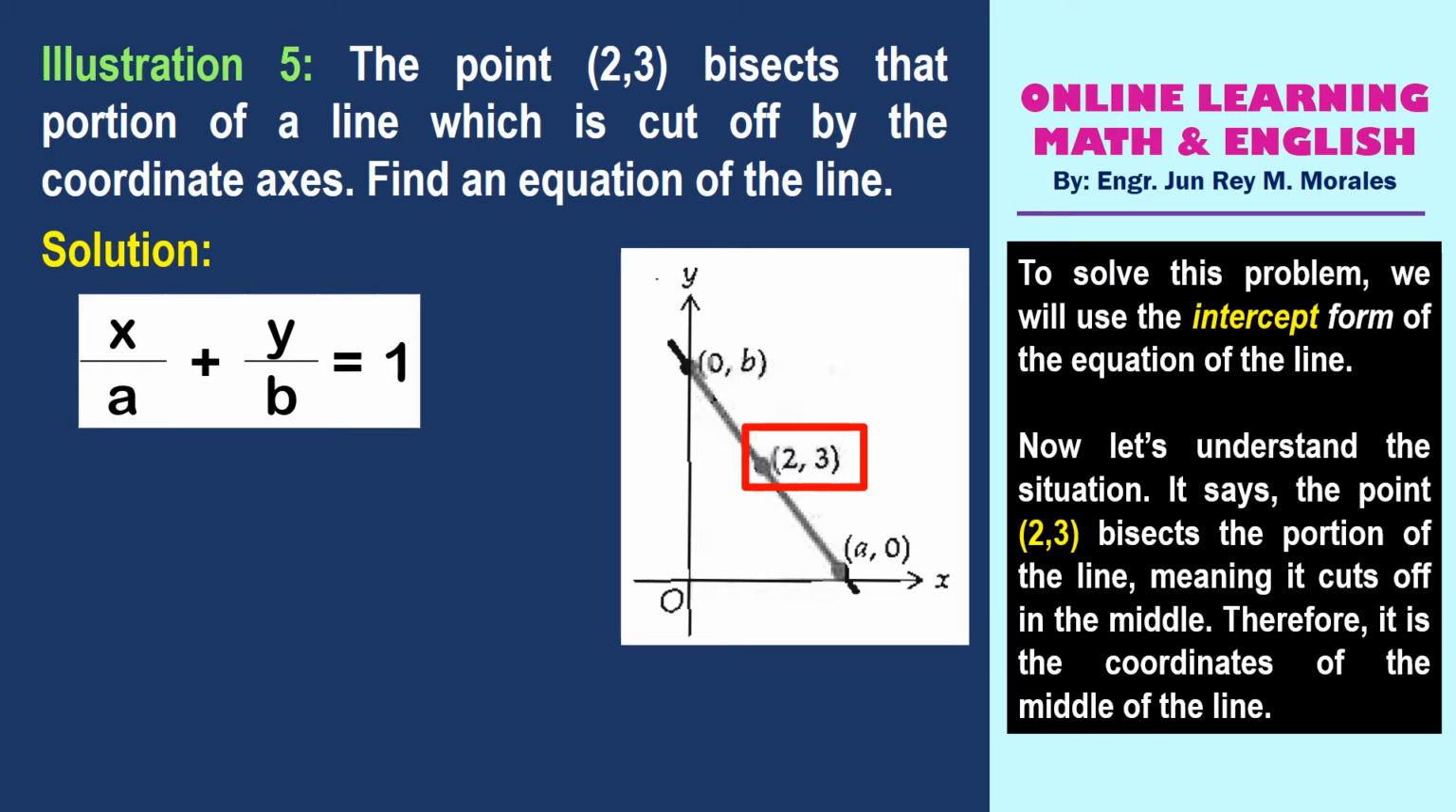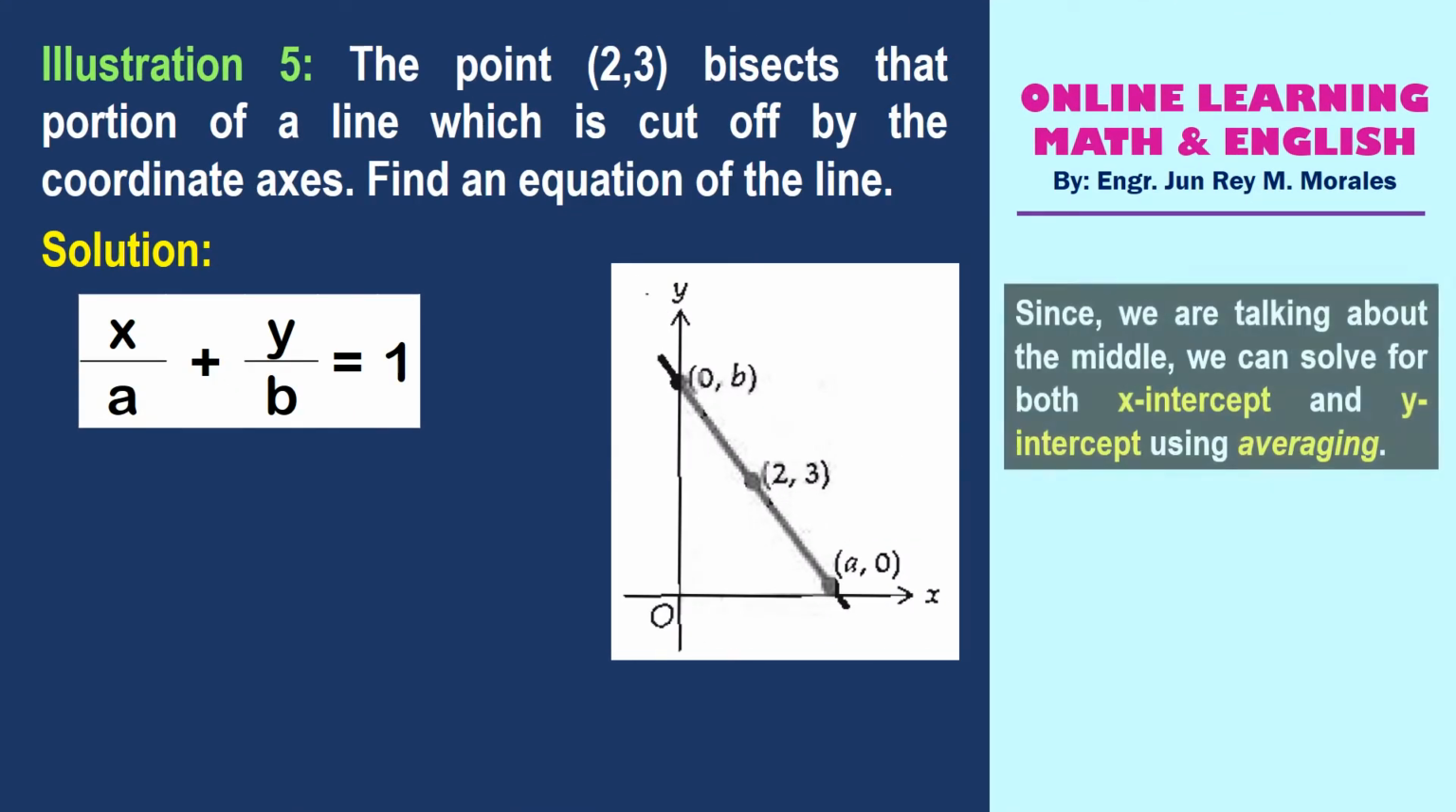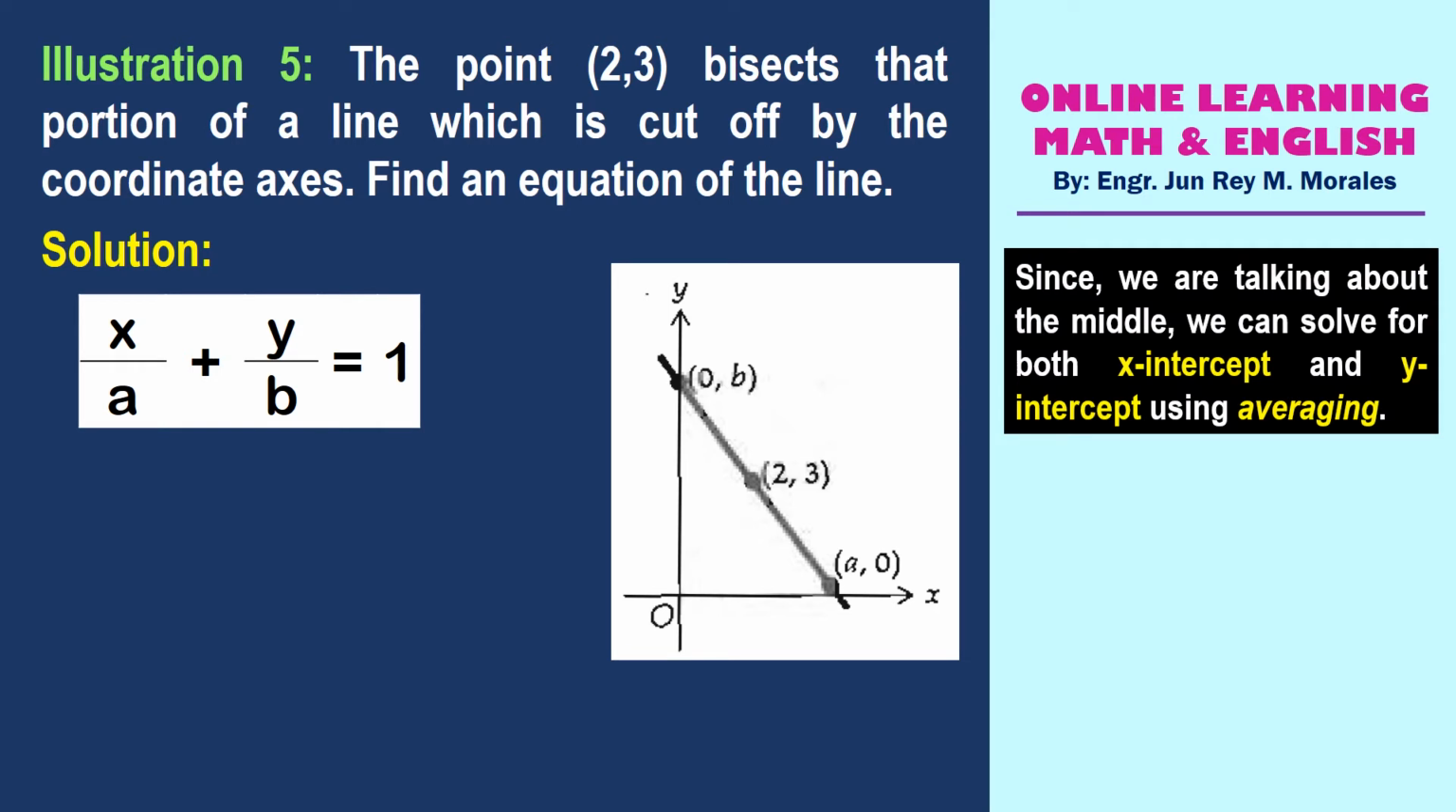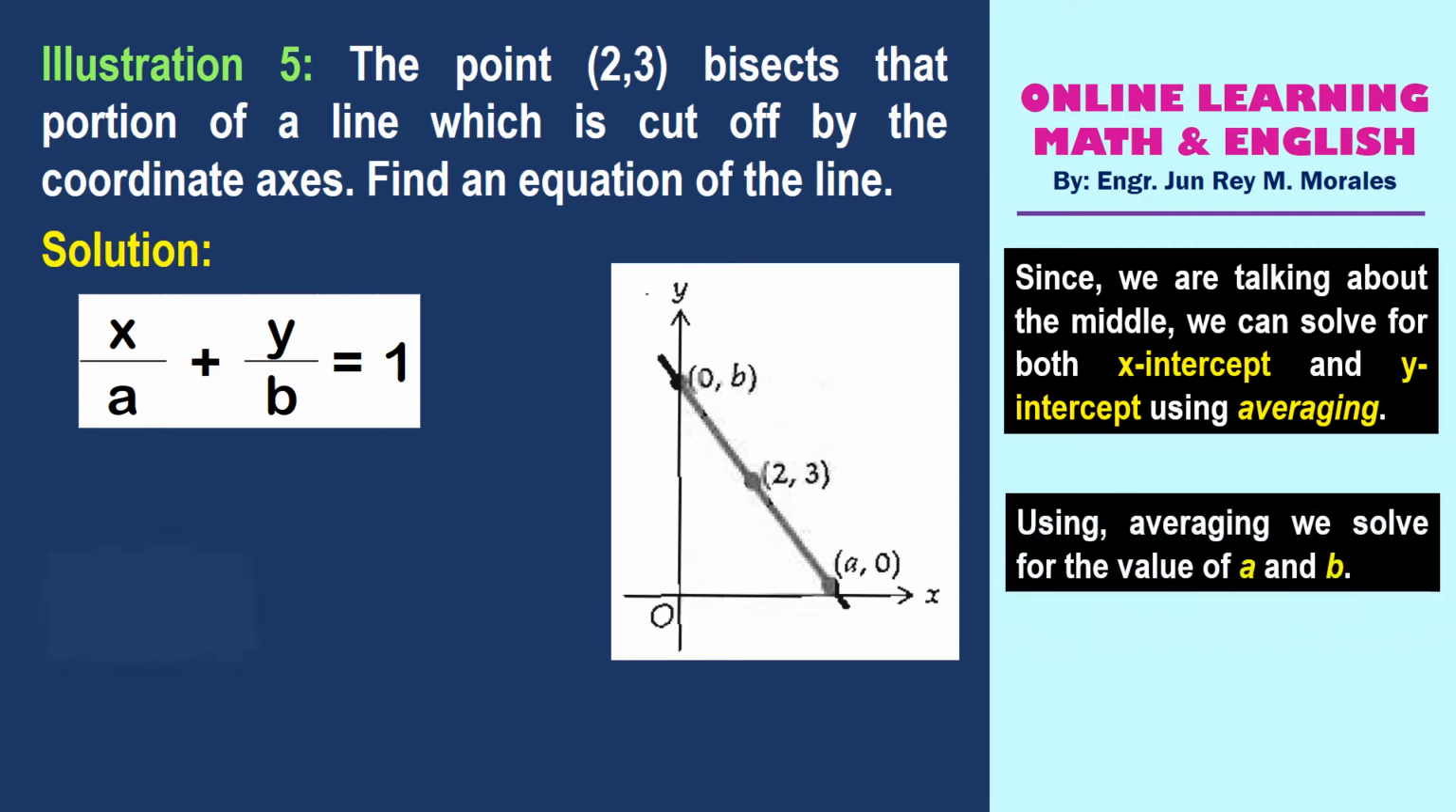Now let's understand the situation. It says the point (2, 3) bisects the portion of the line, meaning it cuts it in the middle. Therefore, it is the coordinates of the middle of the line. Since we are talking about the middle, we can solve for both the x-intercept and y-intercept using averaging. Using averaging, we solve for the values of a and b.